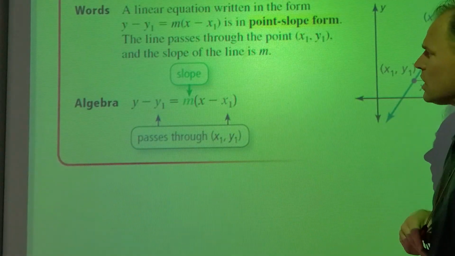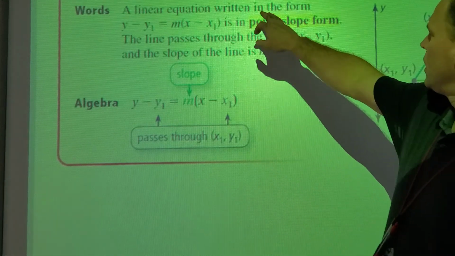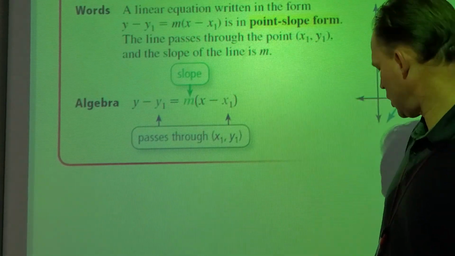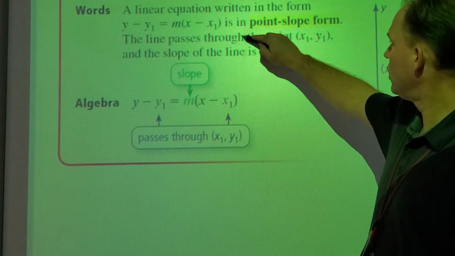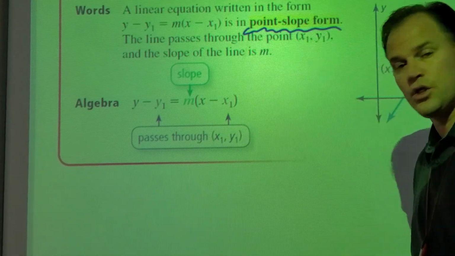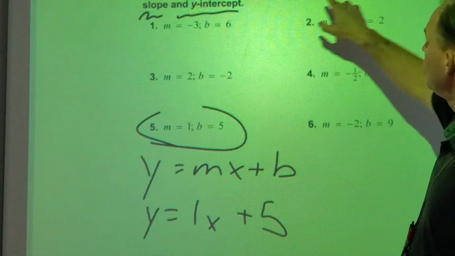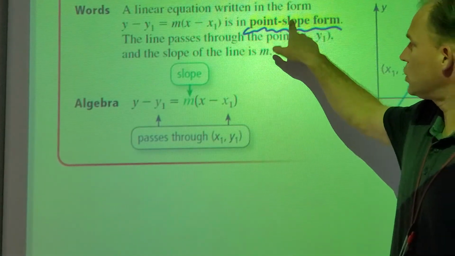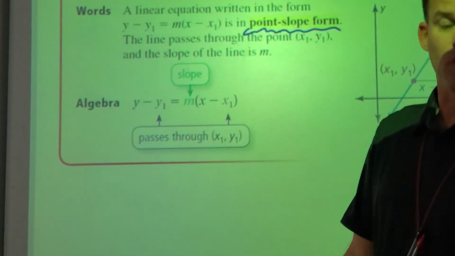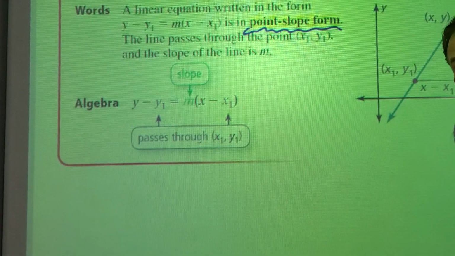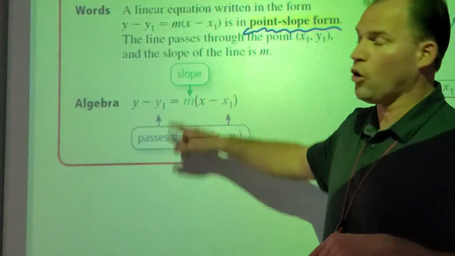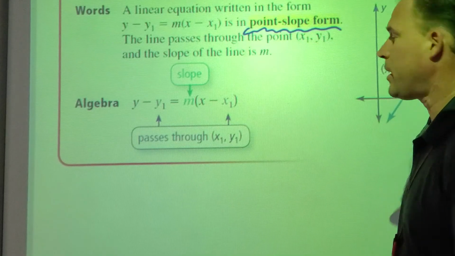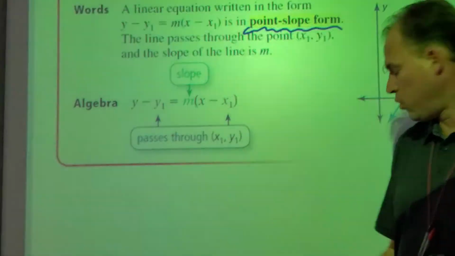A linear equation written in this form is called point-slope form. The one we did yesterday was called slope-intercept form. This is called point-slope form. Basically, they're named for the information you're given. What are you going to be given? You're going to be given a slope, or you'll have to figure it out, we'll talk about it. And you're going to be given a point.